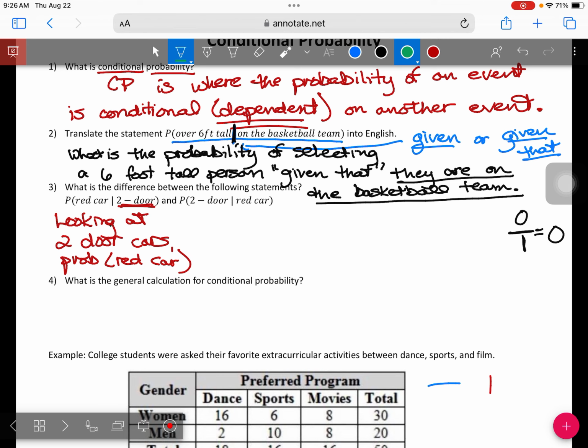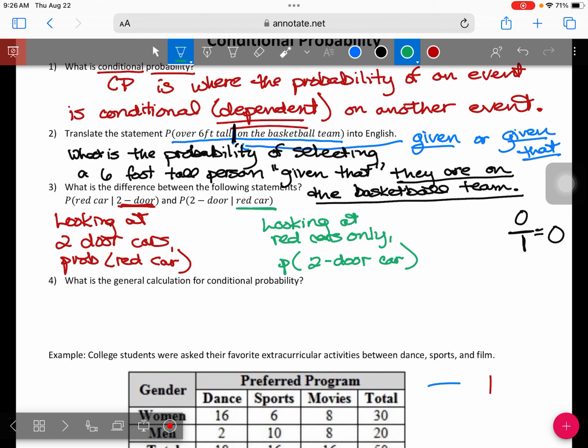Whereas here, what's the probability of getting a 2-door car given that you're looking at red cars? So here we are looking at just red cars. Looking at red cars only. And of those, what's the probability of getting a 2-door car? Okay? So let me show you a picture. Does everybody have that written down?